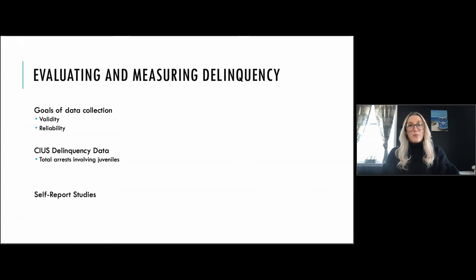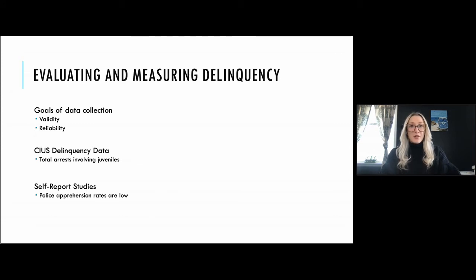So then, self-report studies, what do they show? Well, they actually show that youth crime is much higher than what we see in UCRs or in the CIUS. However, we have some limitations. Limitations to juvenile court statistics tell us that there's a lag in the publication. Having a lag in the publication actually lessens its usefulness. For example, the current data that we have is from 2019, so we're a few years behind.